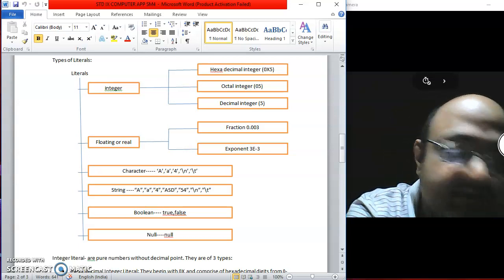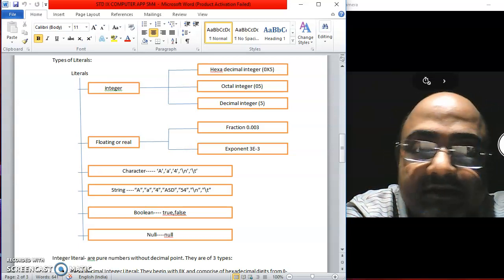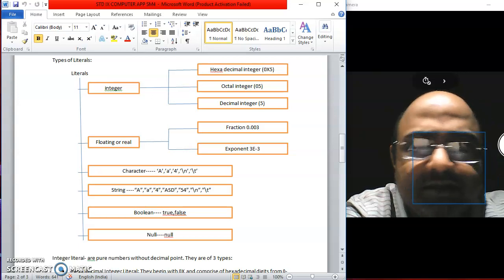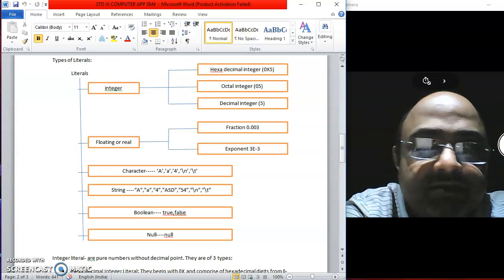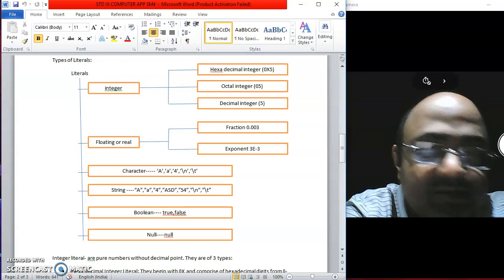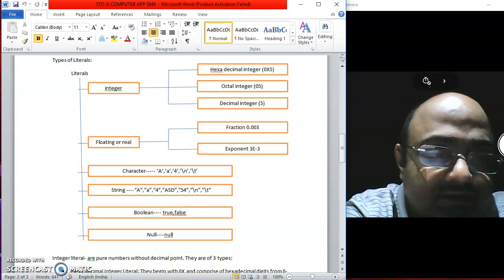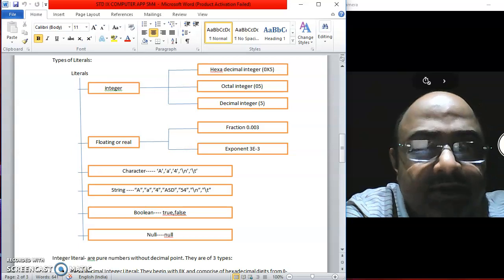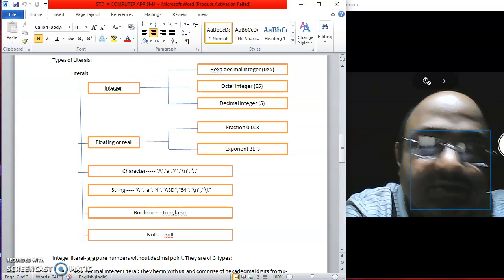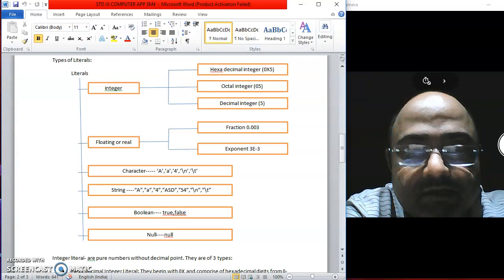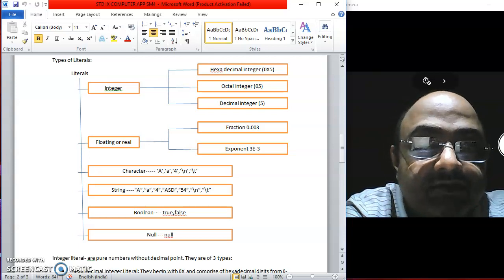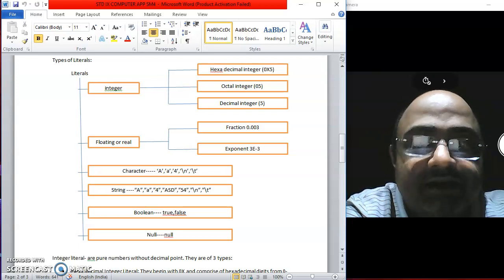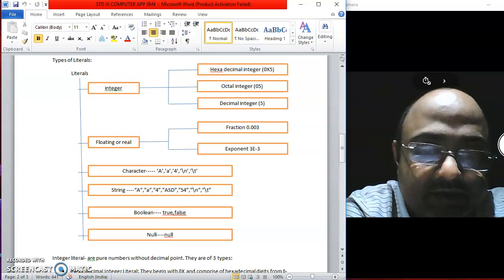Then comes character literals. Character literals are single characters enclosed within single quotes. Now remember, in computers we do not refer to apostrophe or inverted commas or something like that. Here we use single quotes and double quotes. So single characters enclosed within single quotes, that is character literals.